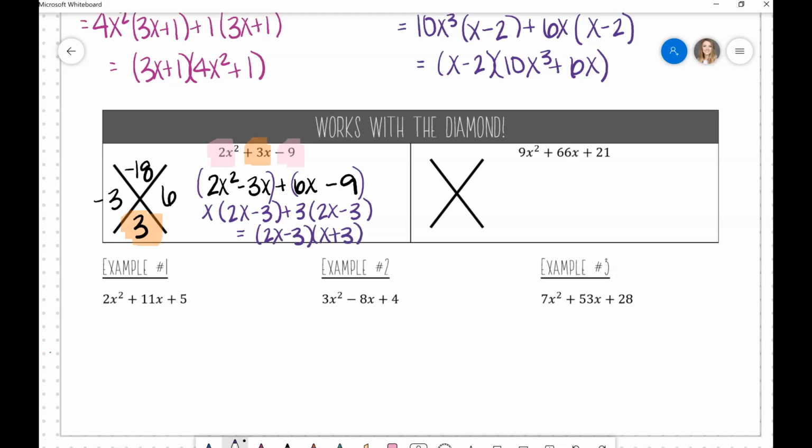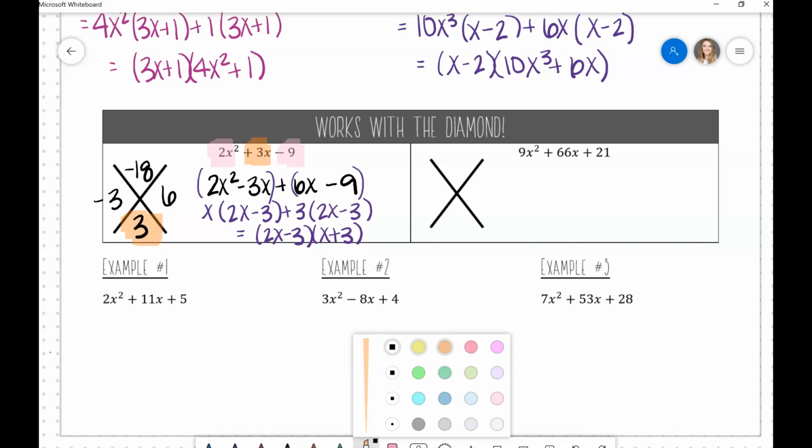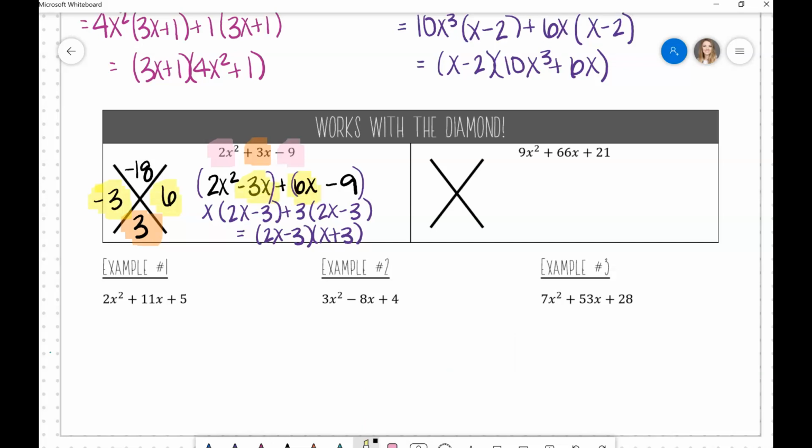So again, this is an alternative to the diamond rectangle. Take those values that you found that we would normally plug into the box, the negative 3 and the 6. That tells you how to split apart your x's. Now you have 4 terms and can use grouping. So to do another one, we have 9 times 21. That will end up giving us 189. So I need to multiply to get 189, but add to get 66. That will end up giving me 3 and 63.